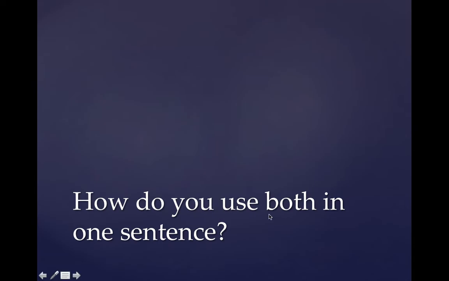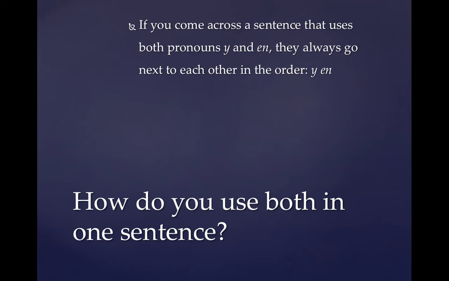Sometimes you get to have a ton of fun and use both in one sentence. So let's take a look at how that works. If you have a sentence where you can replace with y and you can use en, which does happen, it's not that uncommon, they always go next to each other, so they're not separated by anything else, and they always go in the order y, en.